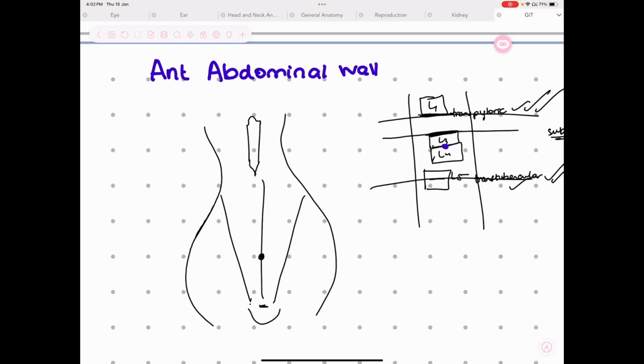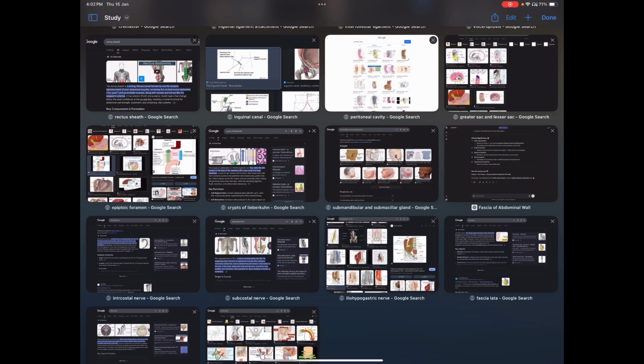Hi everyone, so we're going to cover the skin and the fascia of the anterior abdominal wall. So skin, I've already told you that it is pretty stretchable and it has the capacity to stretch to its maximum extent. Now when you talk about the fascia of the anterior abdominal wall, it has a superficial fascia and a deep fascia. The superficial fascia is divided into two parts.